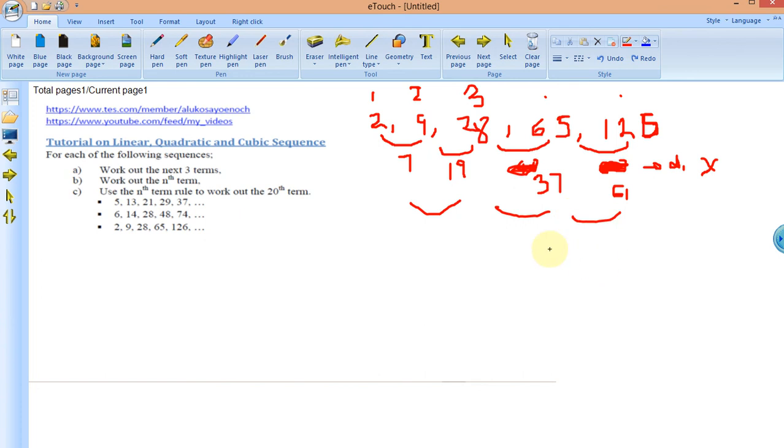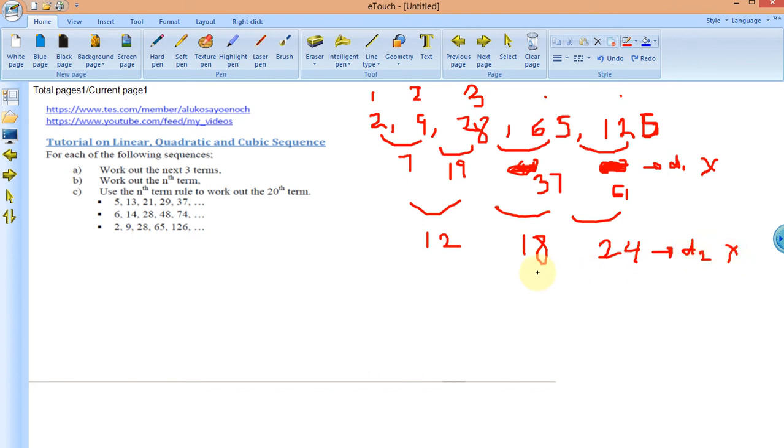Okay, 19 minus 7 now. 19 minus 7 is 12. I'm trying to be very fast and it doesn't make sense. I'm making mistakes, guys. 37 minus 19 is 18, and 61 minus 37 is 24. So the second difference is also not a constant. D2 is not a constant, so it's not a quadratic sequence, so I'll cancel that.